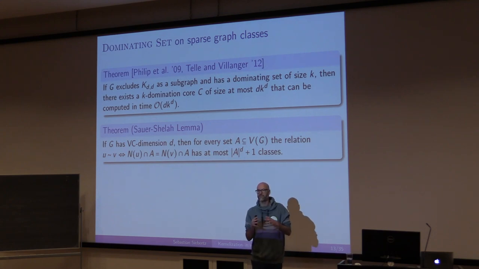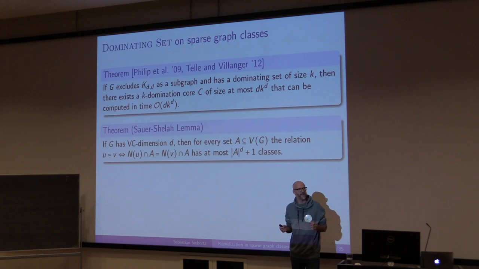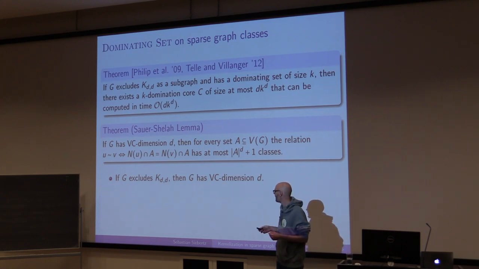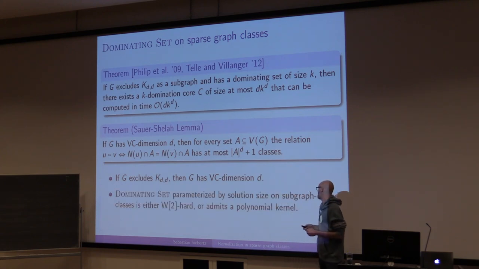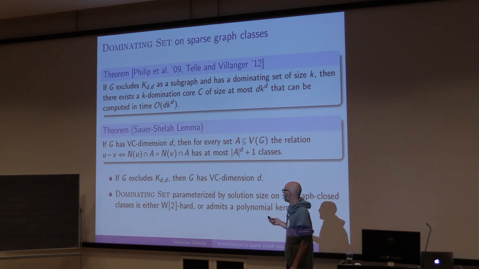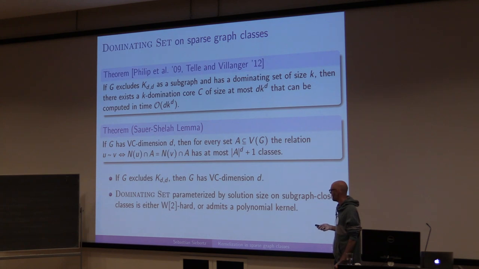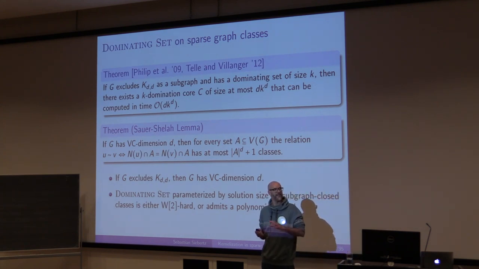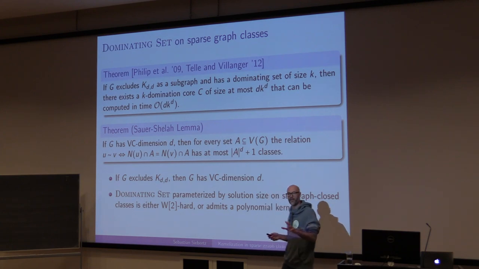Yeah, so this little blow up that we have to do to build the kernel, this actually gives us a polynomial blow up only, and we are fine with this. So if we exclude K_{d,d}, then we have a bound on the VC dimension. We can use the Sauer-Shelah lemma and conclude for the dominating set. So we have this dichotomy result, dominating set parameterized by solution size on subgraph closed classes is either W[2]-hard if we have all the bicliques, or it admits a polynomial kernel otherwise.